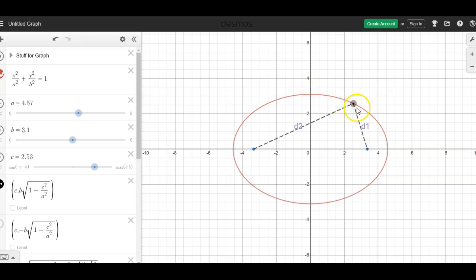Alright, trig class, we're going to look at our first conic section, which is the ellipse. So this is the standard equation for an ellipse: x squared over a squared plus y squared over b squared equals 1.